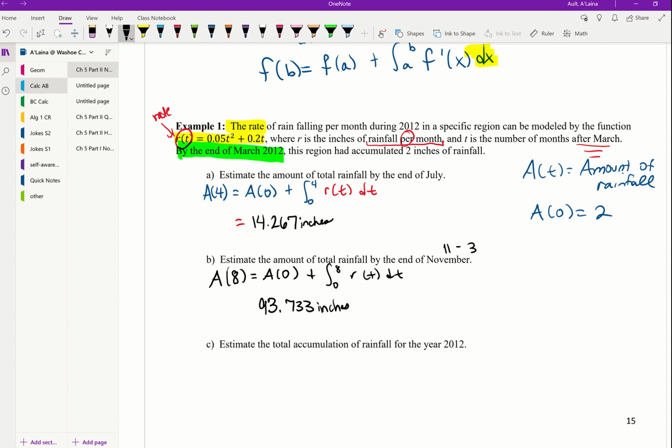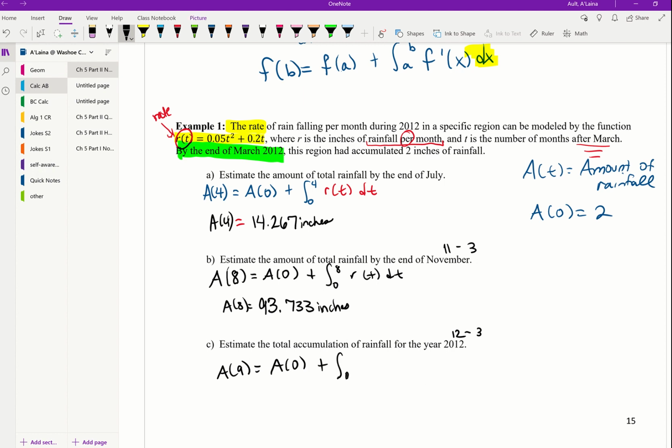And now I want to look for the entire year. So the entire year would end at the month of December. Again, we're measuring after March, so we want to find A of 9. Again, I'll start at A of 0, but I do have a couple other options. Now that I know A of 4, and now that I know A of 8, I could have done this differently and started with one of those numbers instead. But I'll do A of 0 because it's easy to type.